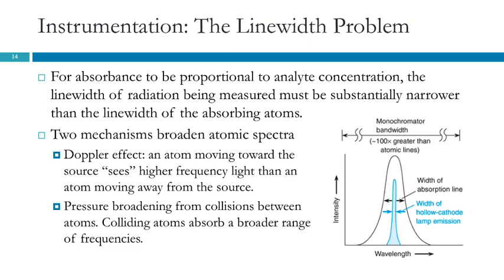That causes broadening. Then we also have pressure broadening from collisions between the atoms. The higher the pressure, the more collisions there are. Atoms that are colliding with each other will absorb a broader range of frequencies than atoms that are not colliding, so that can cause broadening. This is showing, in black, the width of the absorption line, and in blue, the width of the lamp emission. That's for a hollow-cathode lamp that we'll talk about. Any questions?